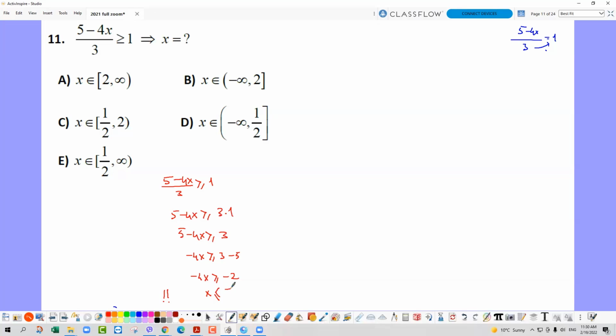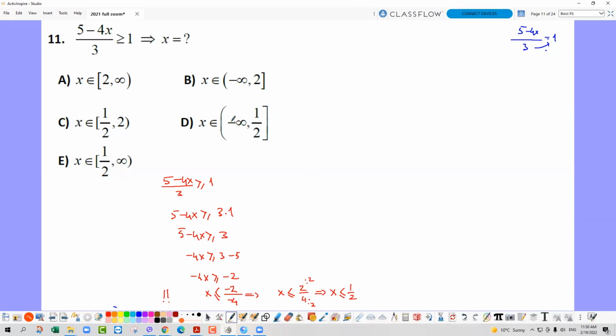So this is going to be equal to minus 2 over minus 4, which is x is less or equal to 2 over 4, since minus and minus division makes plus. Both of them are divisible by 2, so I'm going to divide by 2. X is going to be less or equal to 1 over 2.